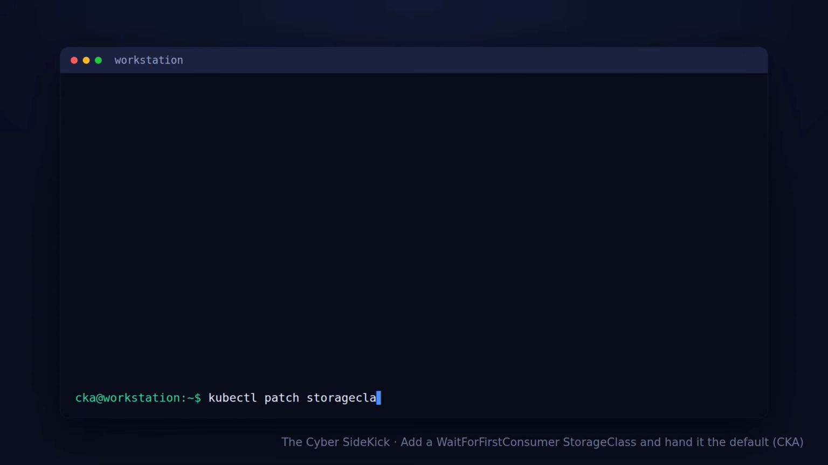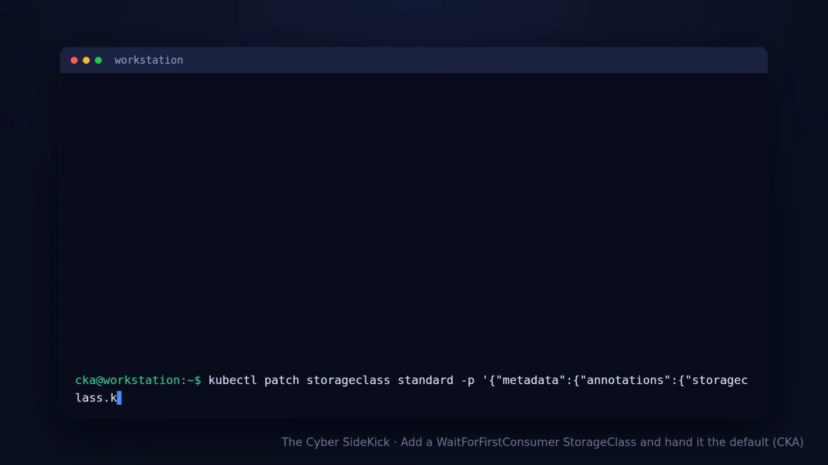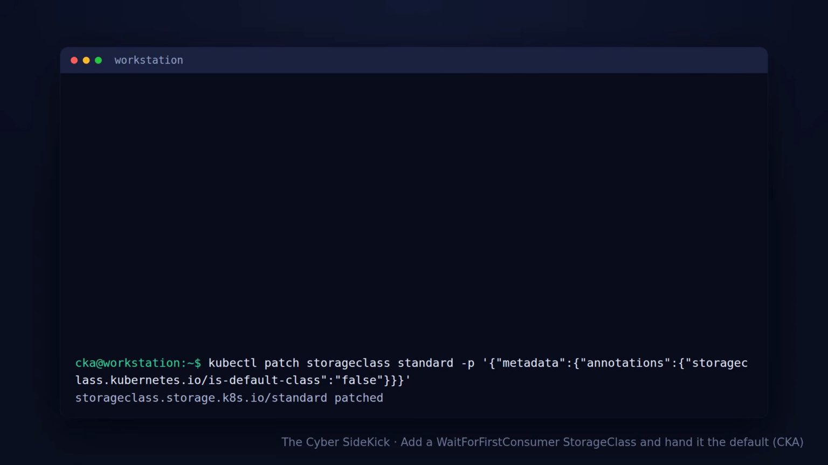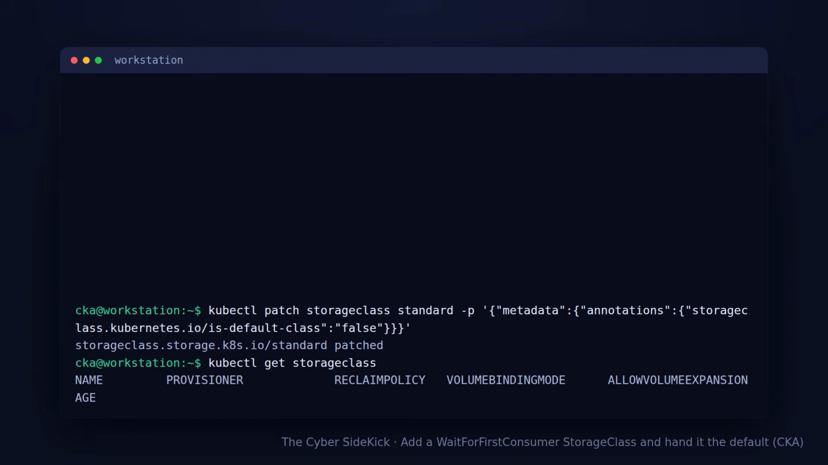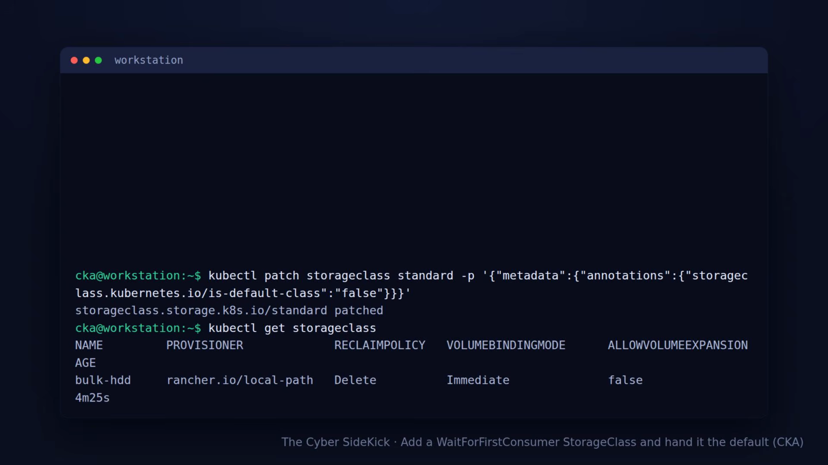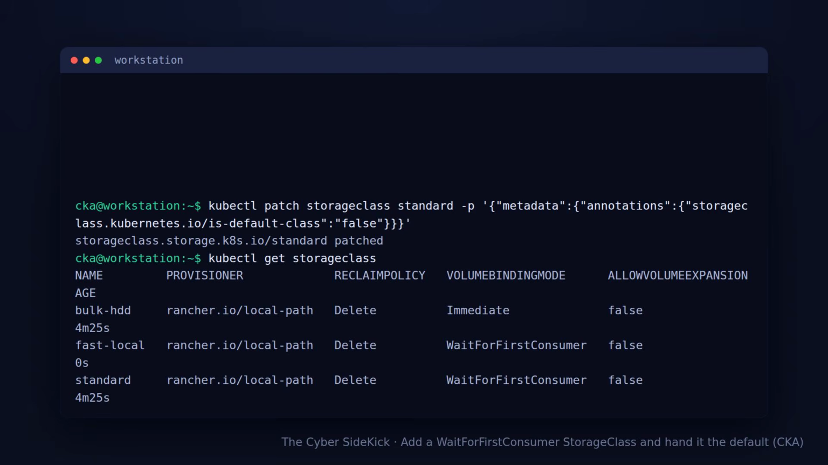Before handing the title over, take it away from the current holder. A 1-line patch sets the annotation on standard to the string false. kubectl edit gets you to the same place if you prefer an editor, and in the exam, either is fine. Look at the list now. Nothing carries the default marker. That is a perfectly valid state, and it is much safer than the alternative. Because if 2 classes claim to be the default, Kubernetes cannot choose between them, and an unqualified claim will not get a class at all.